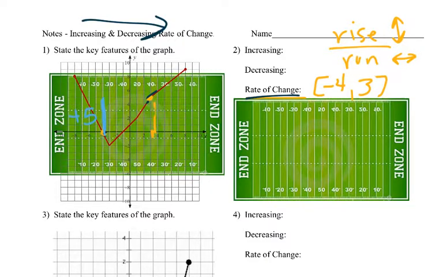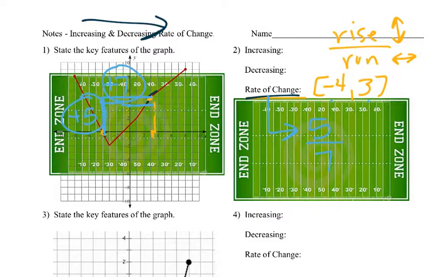Up is positive. Then how far to the right do I go? 1, 2, 3, 4, 5, 6, 7. Right, and I really should have drawn my line up there. So 7 to the right, which is positive. So my slope would be the vertical over the horizontal. So rate of change is 5 over 7. So the rate of change of this function on the interval -4 to 3 is 5 over 7.